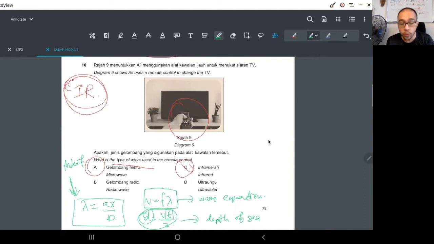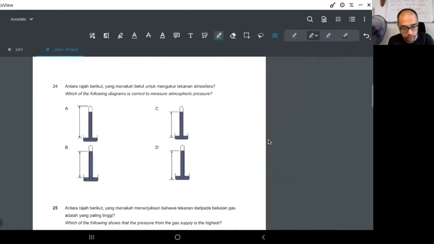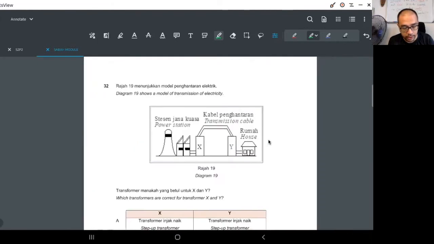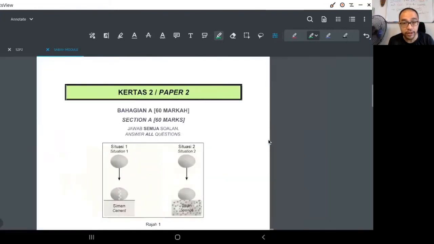So we use this in these situations, distance between two objects, we can also use this particular form. As long as you know what is the wave speed, or as long as you know the time taken for the signal to return back to itself. But now what I want to do is go into this second model paper to look at the wave question if there is.